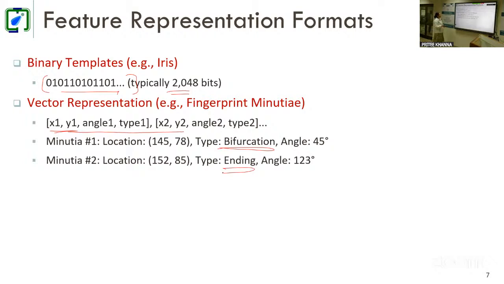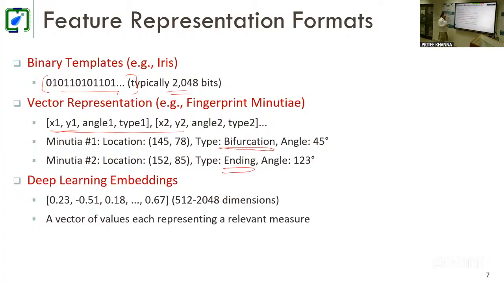This is for deep learning embedding. So it is just a vector, right? You can see a vector of numbers, and it may be of any dimension. A vector of values that is going to represent the relevant features.